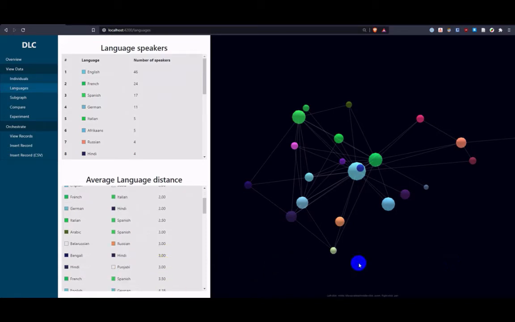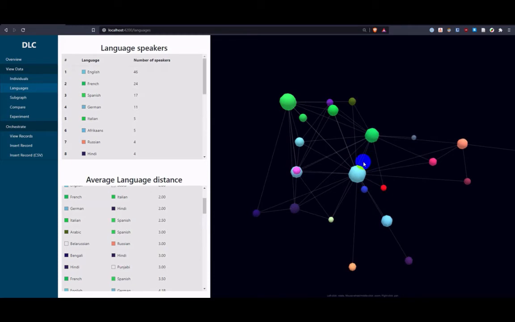For example, English, which has 46 speakers within our data set, and French, which has 24 speakers in our data set, are considered to only be distant by 5.74 points out of 10. However, Russian, which is spoken by 4 of our respondents, is considered to be at an average distance of 8 with English.